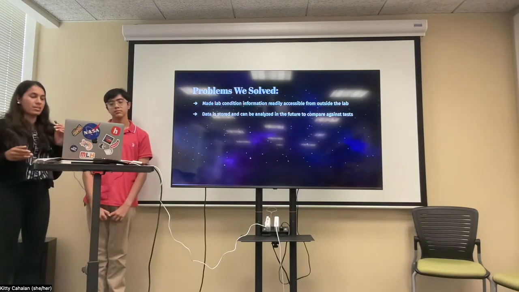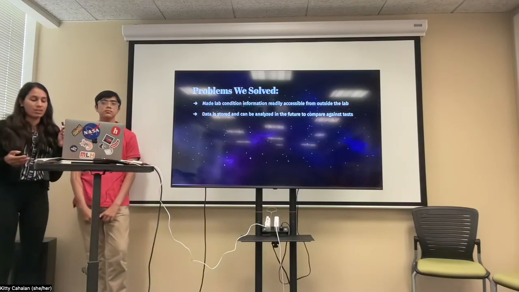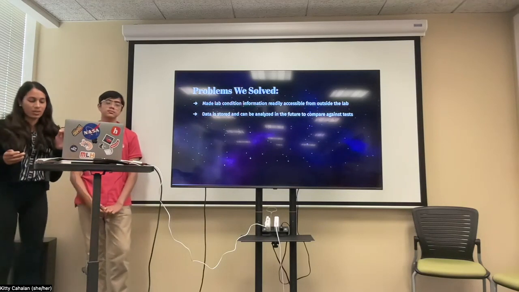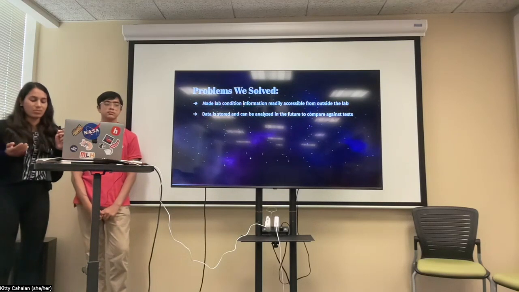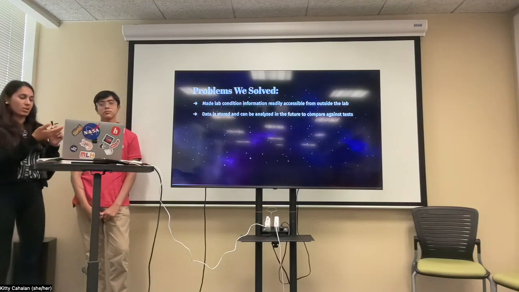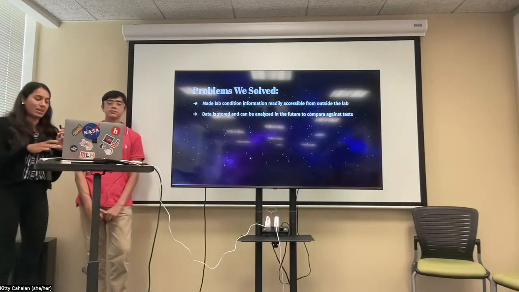The second is that the data is now much more easily stored and can be analyzed in the future to compare against tests. Prior to our project, data was being stored on an SD card in an Arduino, which is much more difficult, and it can't be uploaded every day. You can't really see the live data in the same way. So now we have 80 years' worth of storage on SAM, which is the computer Aayan mentioned, and we can now use that and look at it at any place.